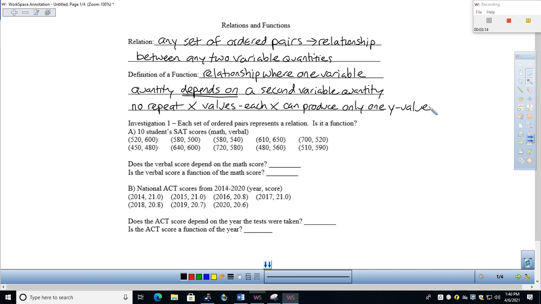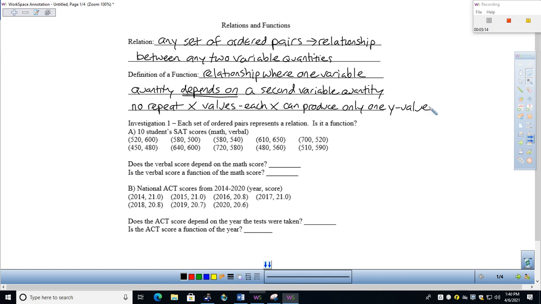All right. So when I look at a set of ordered pairs, the most basic way to think about it is I cannot have a repeat of the x values. Each x can only make one y. And we'll talk about inputs and outputs and how that plays out, but that'll take just a little time to develop. So you have your two little definitions here. Again, a function really is a type of relation, and let's go ahead and explore that in a little more detail. So, investigation one.